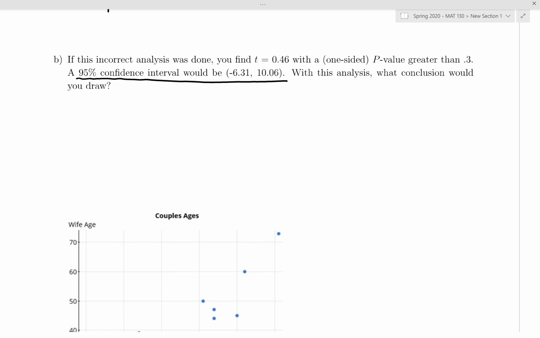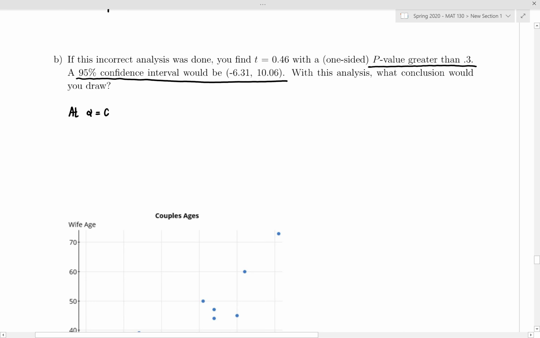All right, so let's look at this interval here. This interval contains 0, positive and negative numbers. So based on this interval, 0 is a plausible value. The difference in mean age between the husband and the wife based on this analysis could be 0, and that would be a plausible answer. That's the first one.